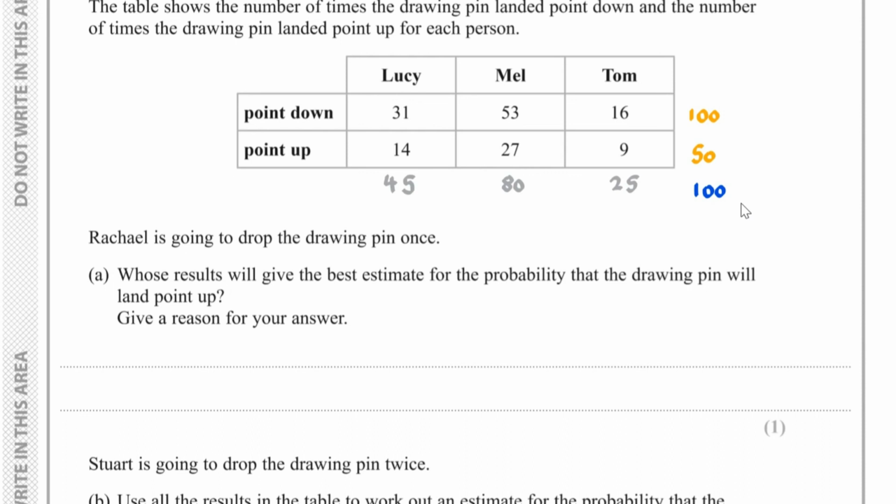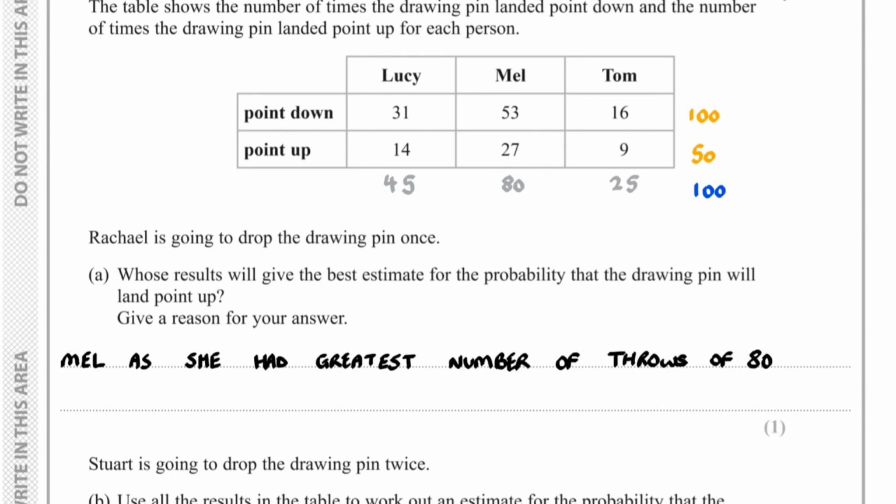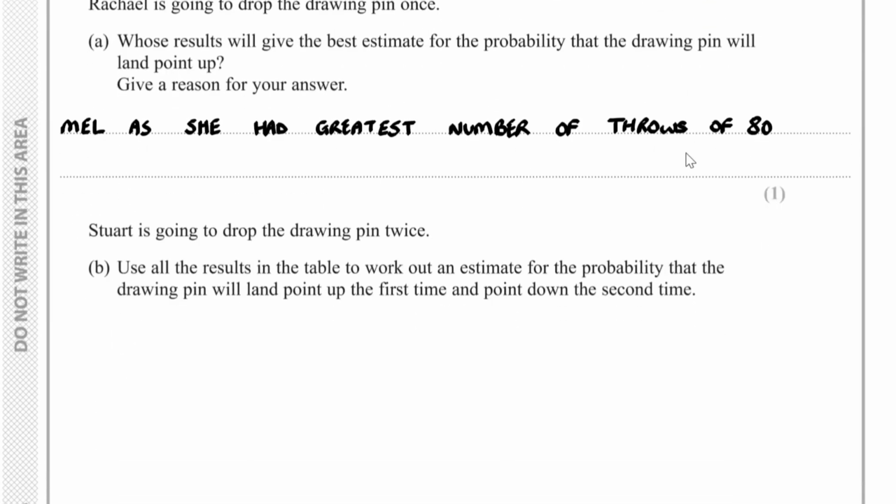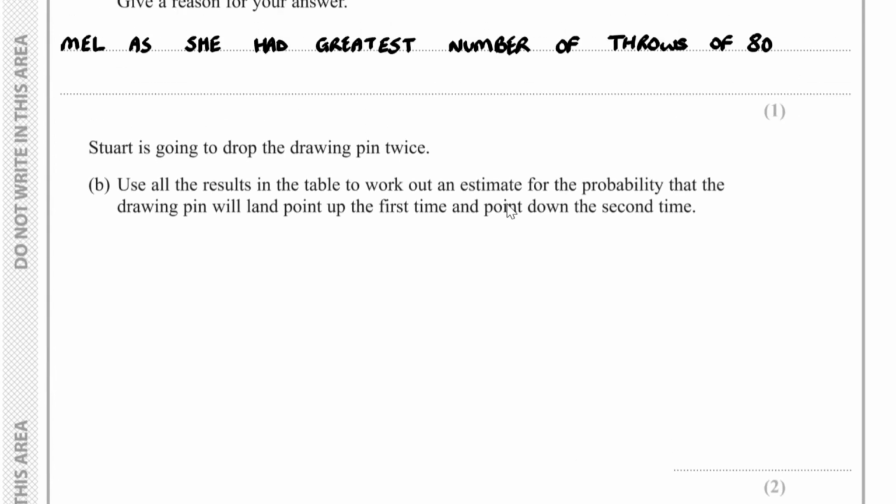So when we come to find out who has the best estimate of the probability, well, who's got the most number of throws, that's Mel. So the reason is Mel, because she had the greatest number of throws, 80. Next, for part B, Stuart is going to drop the drawing pin twice, and we have to use all the results in the table to work out an estimate for the probability that the drawing pin will land point up the first time and point down the second time.